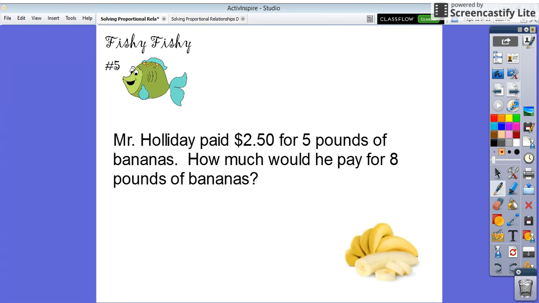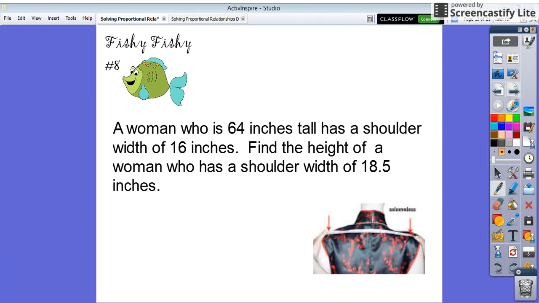So let's go on to number 8 here. It says a woman who is 64 inches tall has a shoulder width of 16 inches. So 64 inches tall, 16 inches in width. And so it asks us to find the height of the woman. So the height is what we do not know. But we know the width.